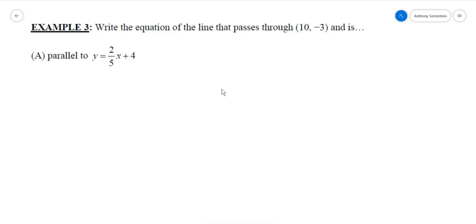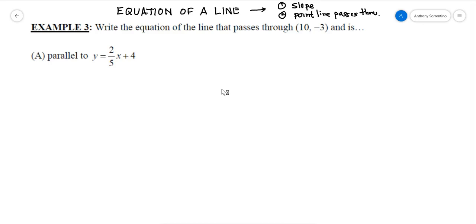Now, anytime you're writing the equation of a line, there's two things that you need. You need the slope, and you need a point the line passes through. If you have those two pieces of information, you can write the equation of the line in any format. So for my line in this one, I need the slope and I need a point that it passes through. Well, the point it passes through is pretty straightforward because they tell us. It passes through (10, -3).